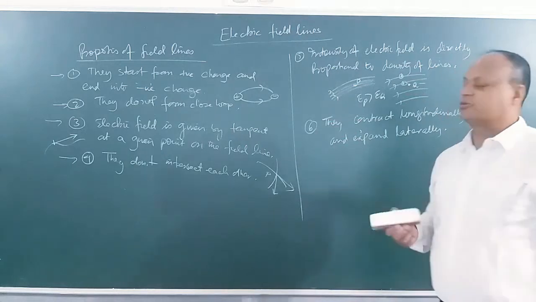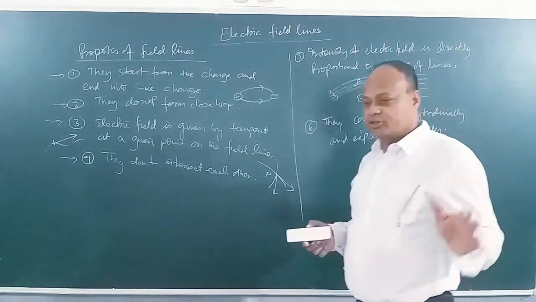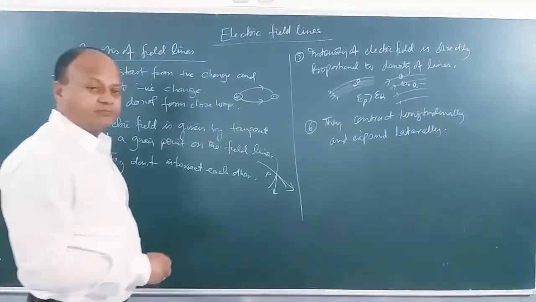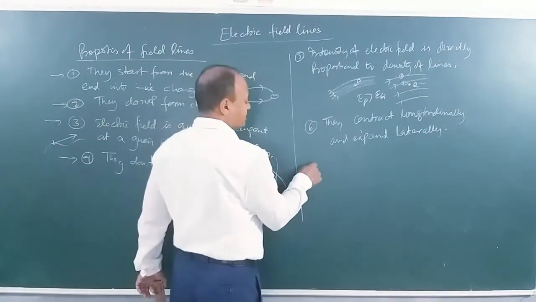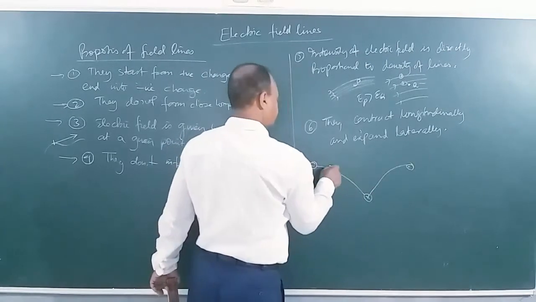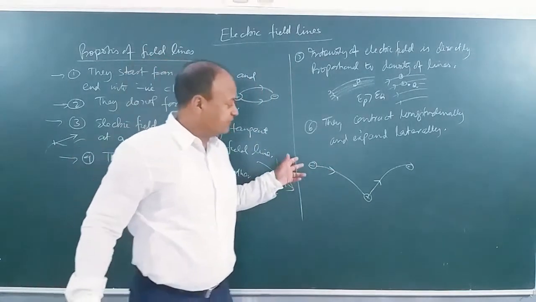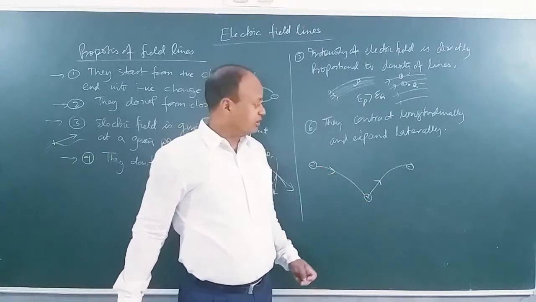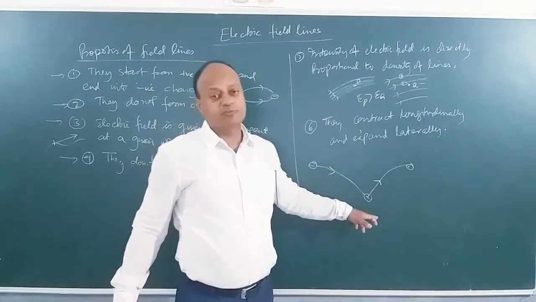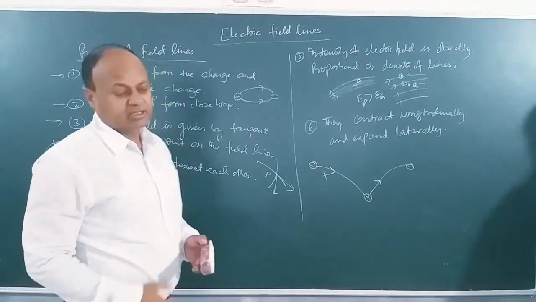So these are some of the points which you have to know. Always remember, they start from positive charge and they end into a negative charge. Many times you will be given a confusing diagram like this, and you will be told to find out whether this electric field line is right or wrong. So actually it is wrong. This side is going from positive to negative, but this side is going from negative to positive. So this diagram is wrong, and you should keep this concept in mind.